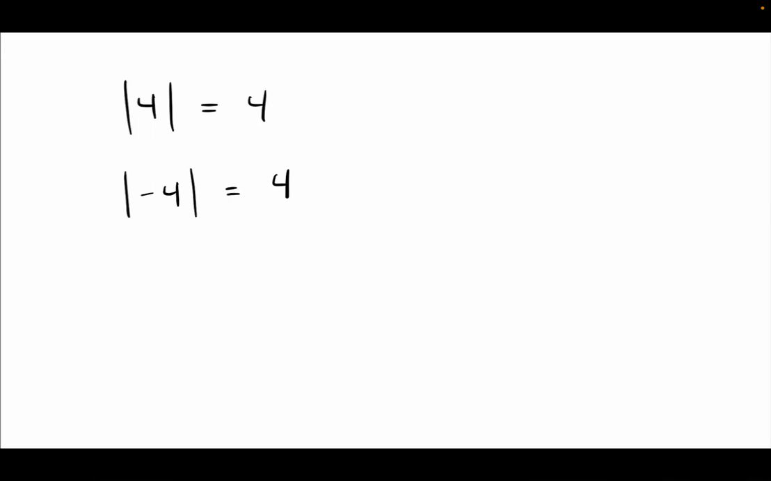So if I'm at 4, how many steps is it going to take to get back to 0? 4. That's why the answer is 4, right? That's why the top one was 4. Why is the bottom one 4 as well? Well, -1, -2, -3, -4. How many steps does it take to get back to 0? 4. That's why they're both 4, because that's what absolute value asks: how many steps does it take to get back to 0?